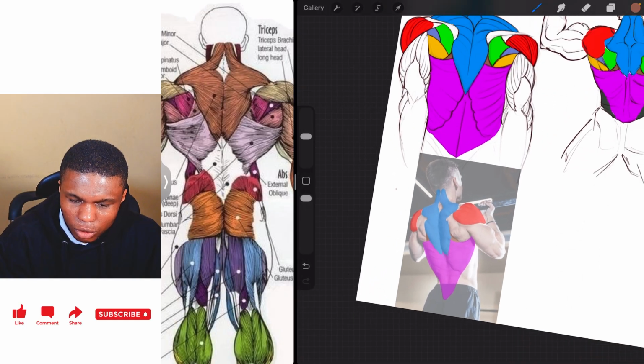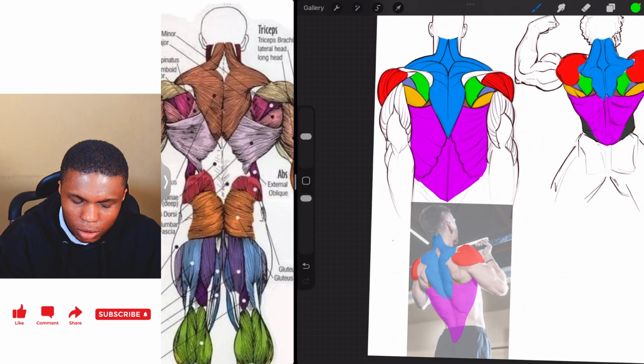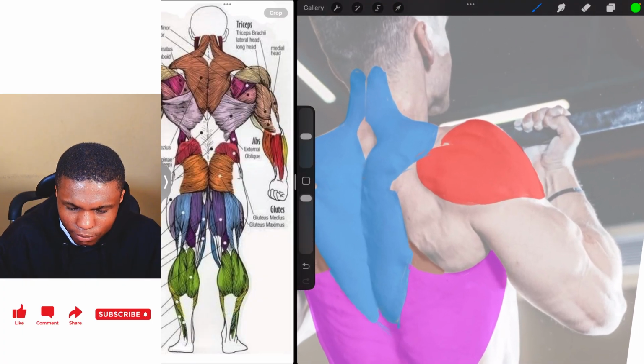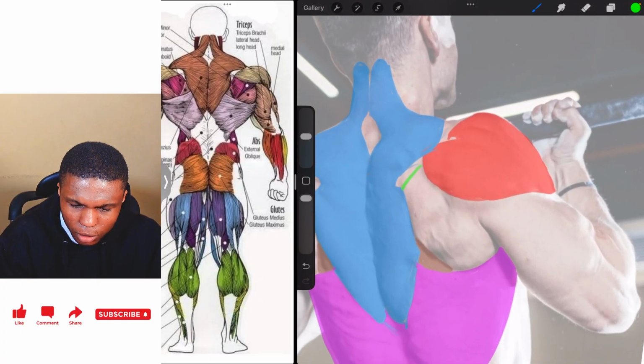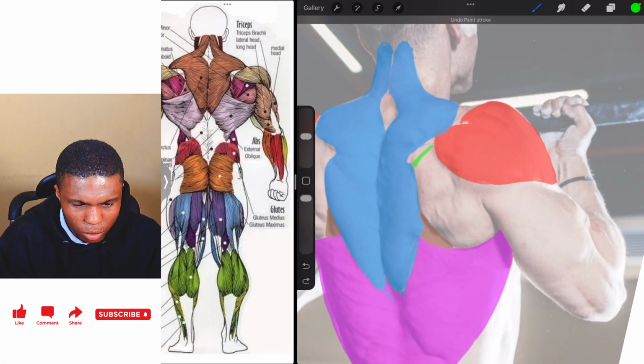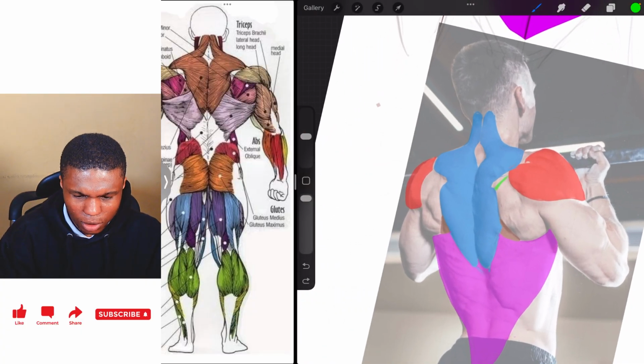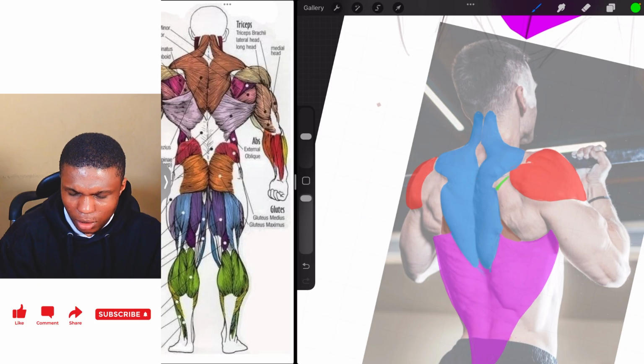The next shape is going to be the infraspinatus. I'm probably butchering that name really badly. Anyways, it goes from here like this, with our reference. I'm doing this wrong. It's looking different over here in his back. Yeah, I'm just going to follow the reference I have here.